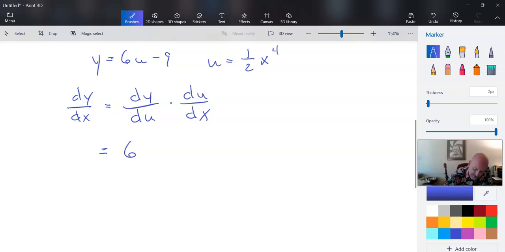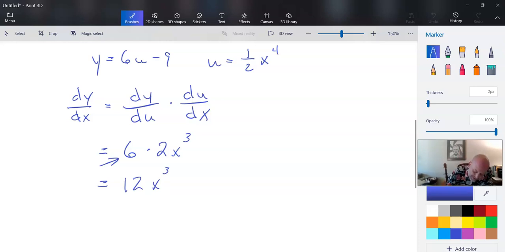And then over here, the derivative of 1/2 x to the fourth, I would bring the 4 down. Half of 4 is 2, so that would be 2x to the third, right? And I just need to simplify this now. This 6 doesn't have a variable in there, so in this case, we don't have to substitute anything back in. So this is just 12x cubed, right? And that's how those things relate.